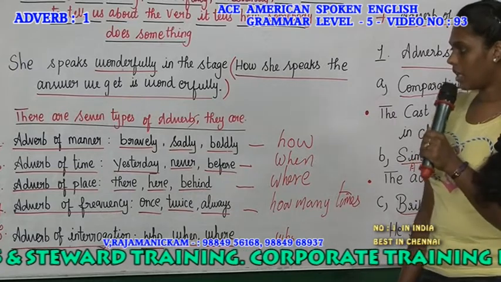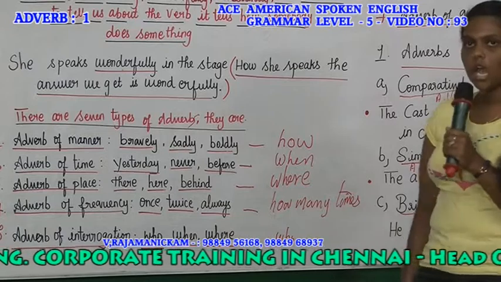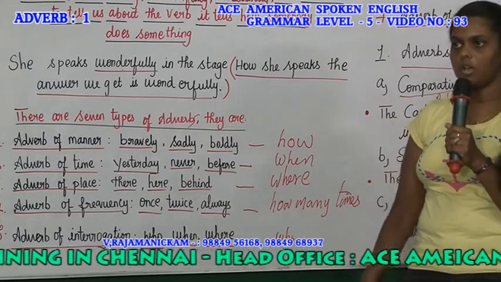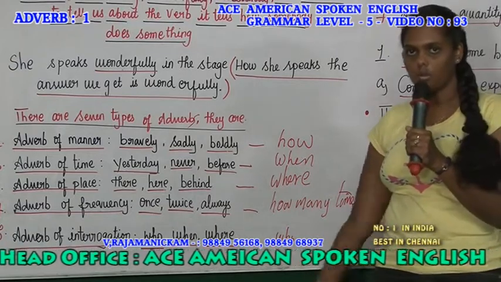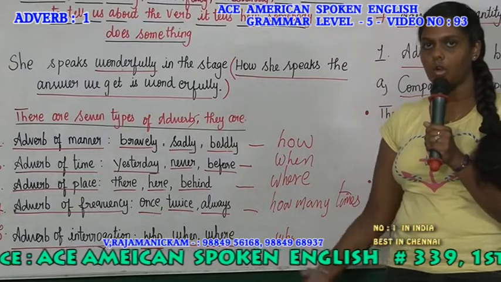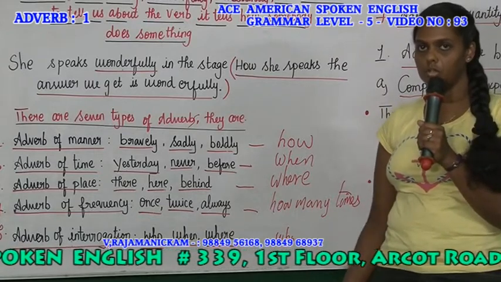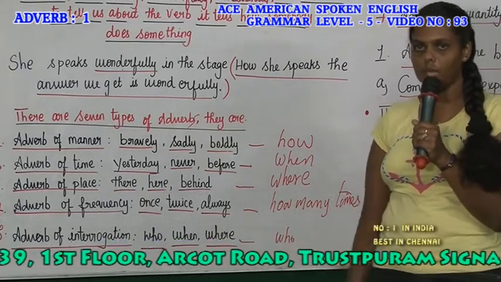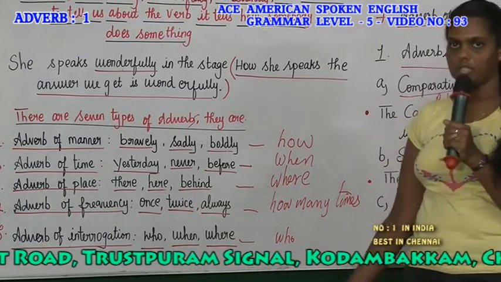And when we talk about adverb of frequency, it always says how many times, whether it is one time or two times or many times. So we say once, twice, always. When I say that I always ride a bike, that means I'm using the bike for traveling from one place to another. So always, I'm using that always.